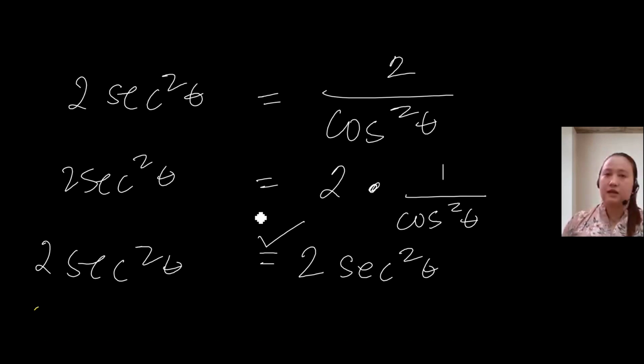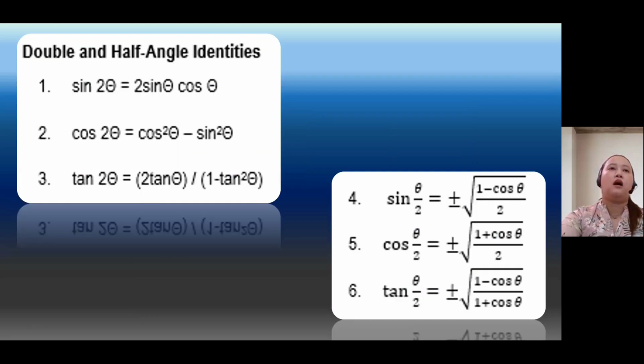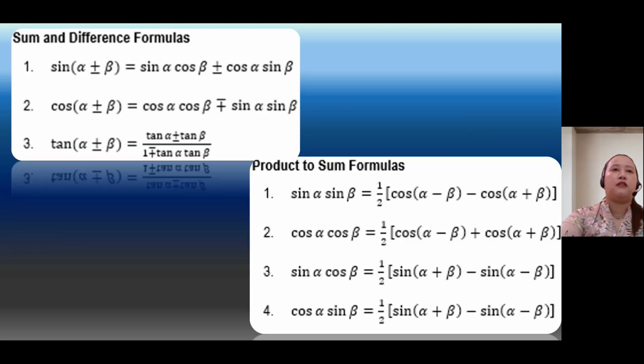Okay, let us go back to the PowerPoint. So also in the handout, we have the double and half angle identities. So you just take a look at these formulas, just for you to be familiarized with them, although you already know this from your trigonometry class years ago. And we also have the sum and difference formula.